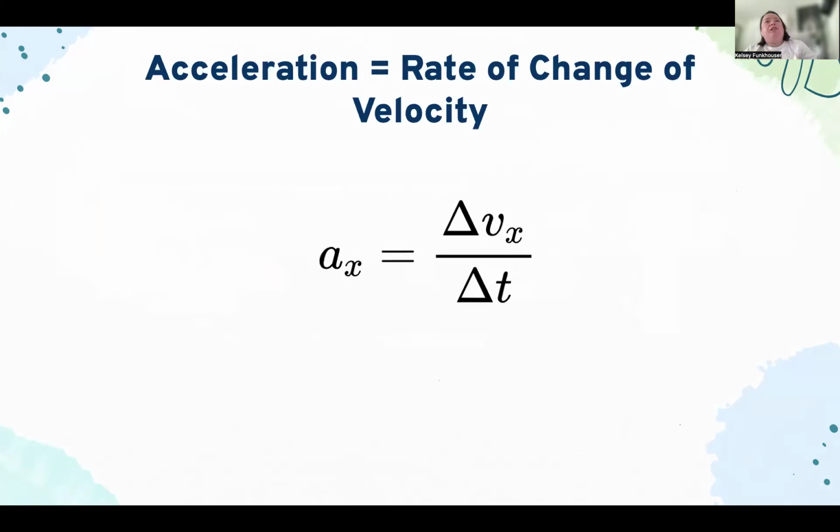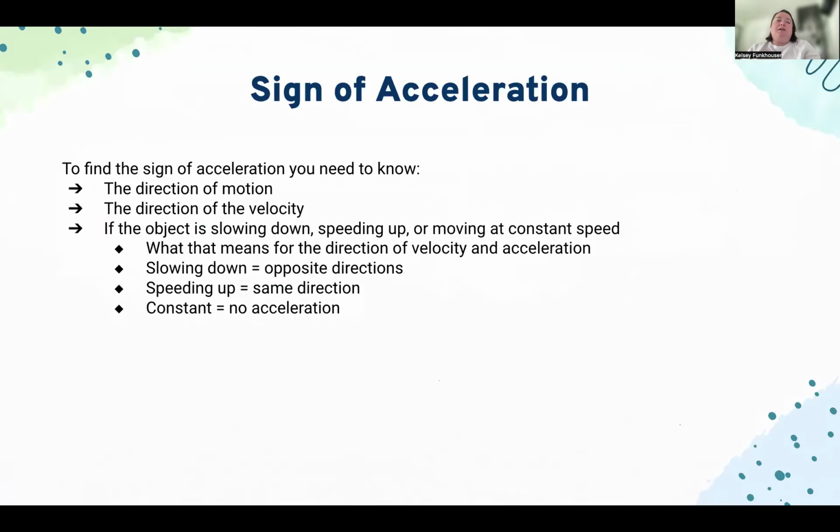Acceleration is the rate of change of velocity, and that's the change in velocity divided by the time interval. There are some strategies for finding the sign of acceleration. You need to know the direction of the motion, the direction of the velocity, and if the object is slowing down, speeding up, or moving at a constant speed. If it's slowing down, velocity and acceleration are in opposite directions. Speeding up, they're in the same direction, and constant, there is no acceleration.